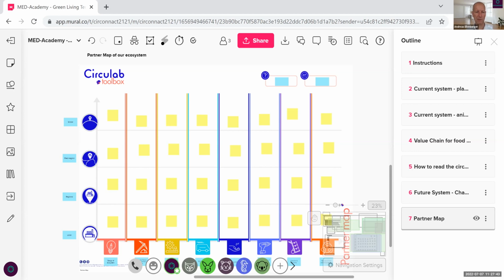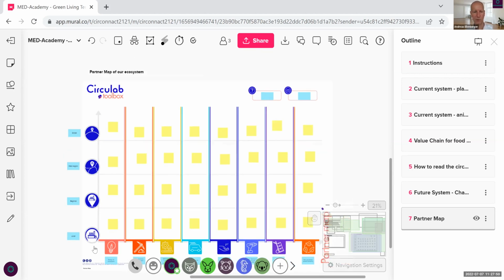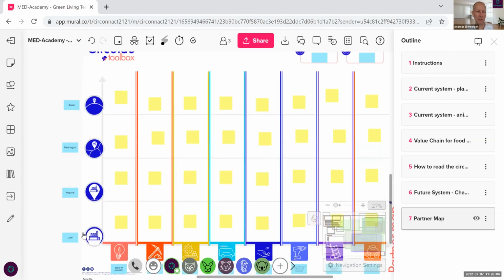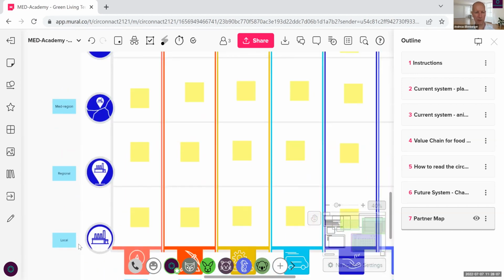So the partner map, the steps are the same as we discussed here. You can see it also on the screen, on the mural. So the individual steps, and that helps to understand how local is actually this step. So what's coming, you can see it here, what's coming really from the local area, so from the area around, really from the same city or very close by, what's from the region.